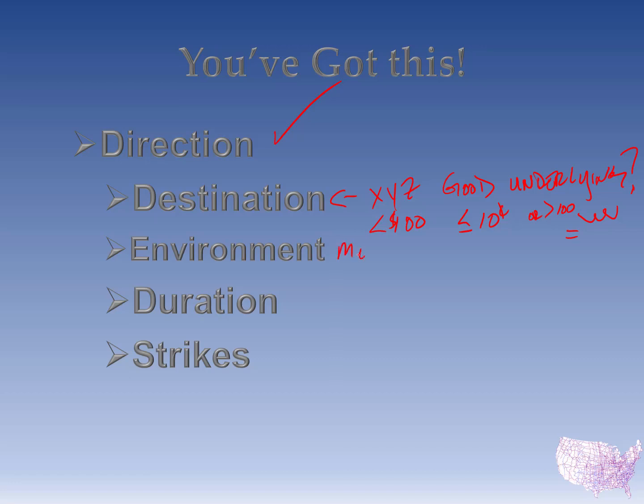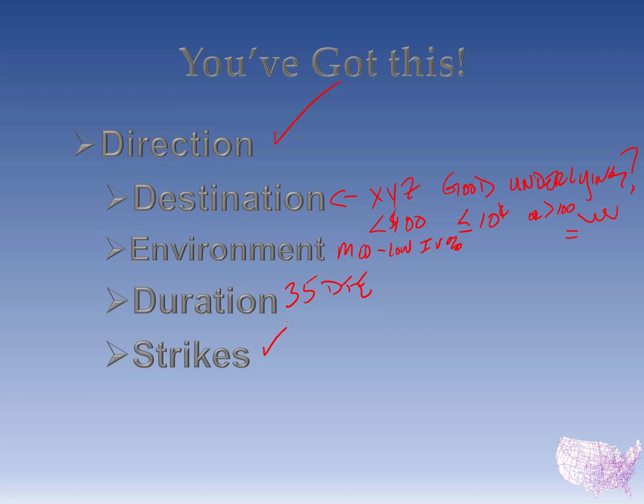Environment, we want medium to low volatility, or medium to low implied volatility percent for that specific underlying. The duration, we want 35 days to expiration. Why? Because we talked about it. We want that theta decay because we collected a credit. That will help us out. Anytime you collect a credit, you want theta on your side.